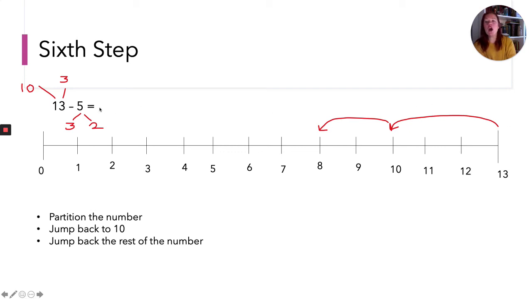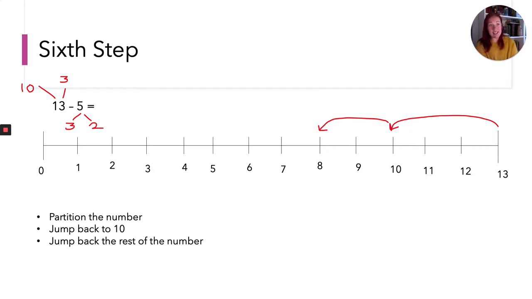Okay, and I know because I can partition 5 because that's what I did in reception and the beginning of year 1. We went over that as well. I know that my 5 partitions into 3 and 2. So I've already taken away the 3 and I've only got the 2 left over, which takes me to 8. And I know that because I know my number bonds to 10, and 2 and 8 make 10. So you are partitioning that number, jump back to 10 and then jump back the rest of the number.